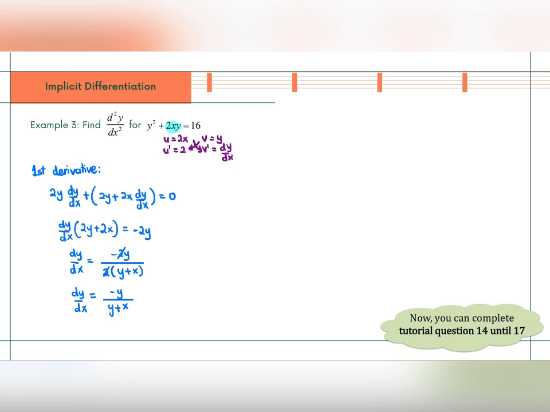Okay, looking forward to our second derivative. Kat sini kita ada fractions. So if kita jumpa fractions, that means we are going to use quotient rule. Okay, so second derivative kat sini kita akan gunakan quotient. So u adalah negative y, differentiate negative y dapat negative dy over dx. Dan v adalah y plus x, so differentiate y plus x dapat dy over dx plus 1.